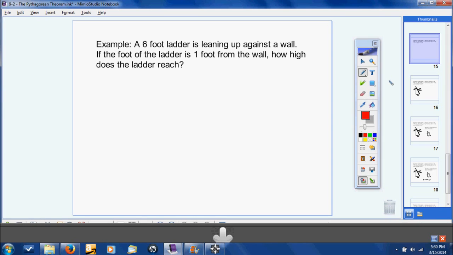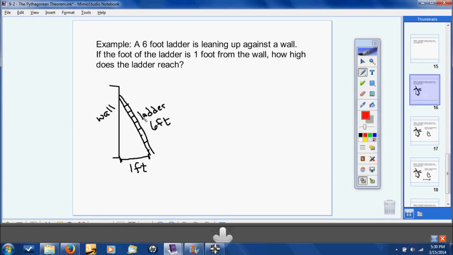It definitely helps to sketch out a picture. So here's a picture. We have a wall. We have our ladder. The ladder's 6 feet long, and the bottom is 1 foot away from the bottom of the wall. So we do have a nice little right triangle going here. I want you to take a moment and sketch out that little picture. Your picture may be better than mine, and that's fine. It just has to be a rough picture so that you can get an idea of what's going on. You've got a 6-foot ladder, and it's 1 foot from the bottom.